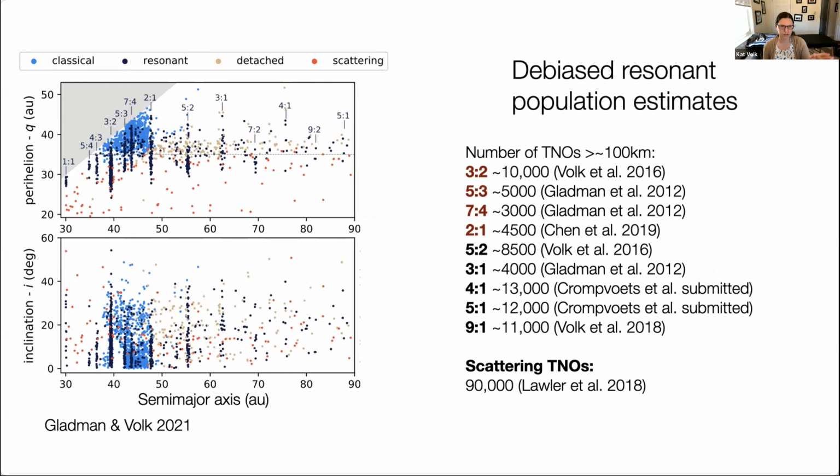So now I'm going to get into some of the open questions and the things I'm looking into in my current research. I am particularly interested in really trying to get at the details of what Neptune's migration looked like.